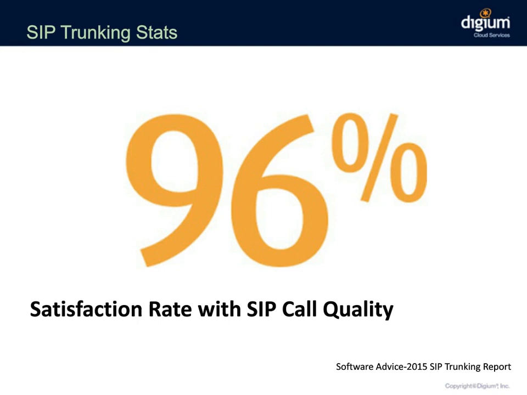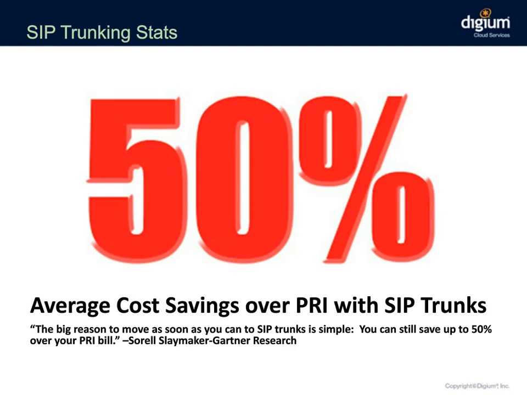All right, and then lastly, 50%. The average cost savings over PRI with SIP trunks is 50% off of your current monthly phone bill that you use with PRI today. You should expect at least 50% savings with SIP trunks. Sorrel Slaymaker from Gartner Research said the big reason to move as soon as you can to SIP trunks is simple: you can save up to 50% over your PRI bill. So very real numbers, and from third-party resources as well.